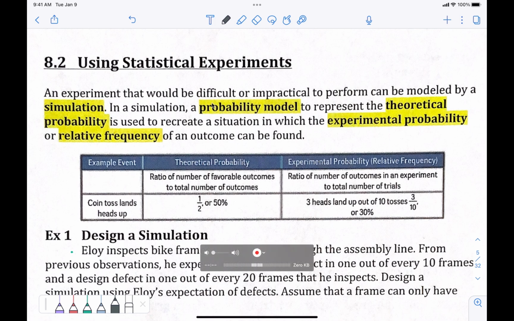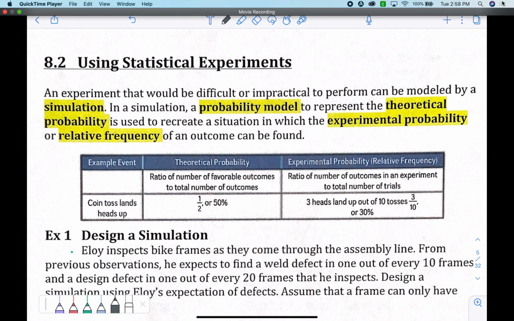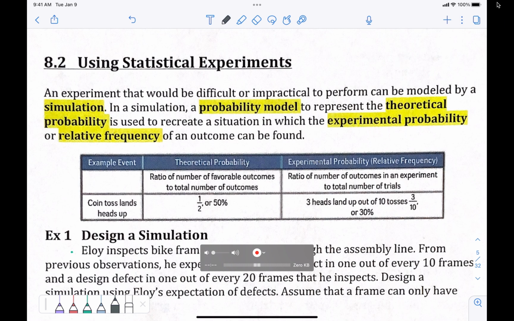So, statistical experiments. Here we go. This is how this works. Is it recording? It is recording. It's not recording down here, but it's recording somewhere else. I'll show you later. Okay. This little circle up here tells you. Oh, no, it's gone now. Anyway, all right.